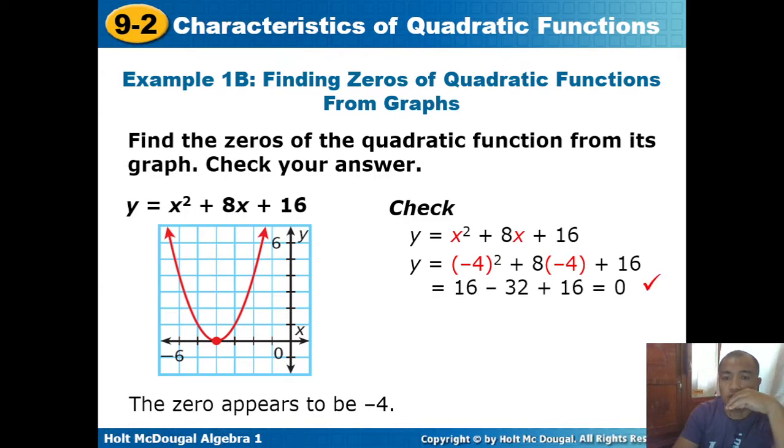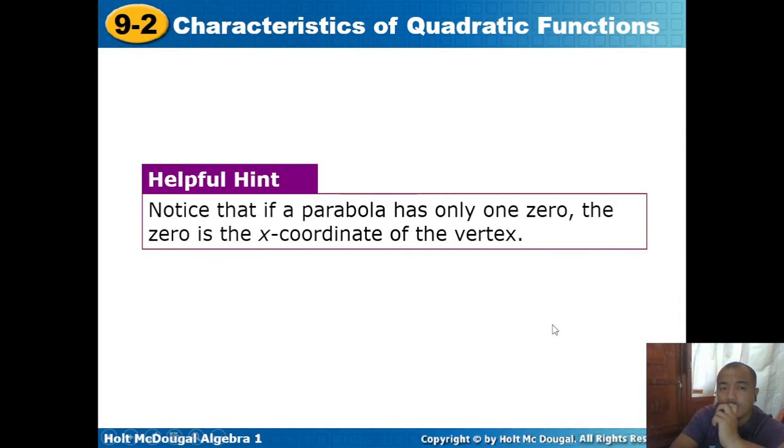So if you check, substitute the value of x, negative 4, to y equals x squared plus 8x plus 16. Check? 16 minus 32 plus 16 is 0. 0 minus, yes, 32 minus 32 is 0. 0 equals 0. Check. Helpful hint, notice that if a parabola has only one 0, the 0 is the x-coordinate of the vertex. That's right.